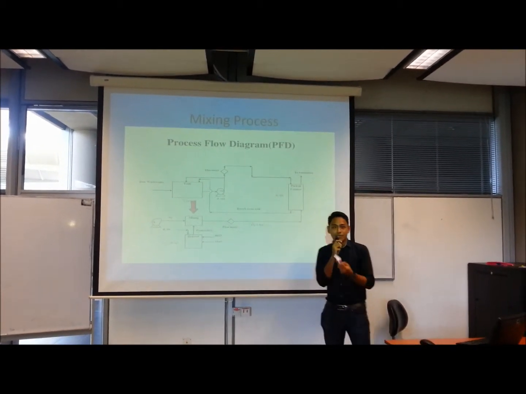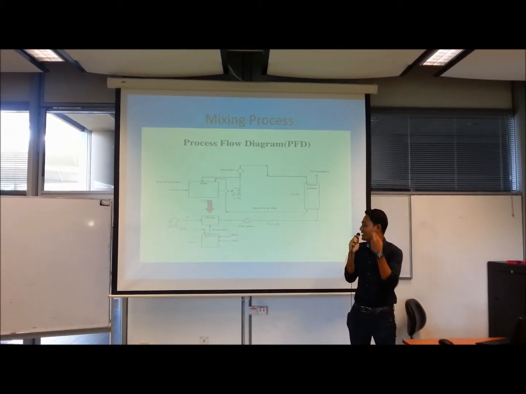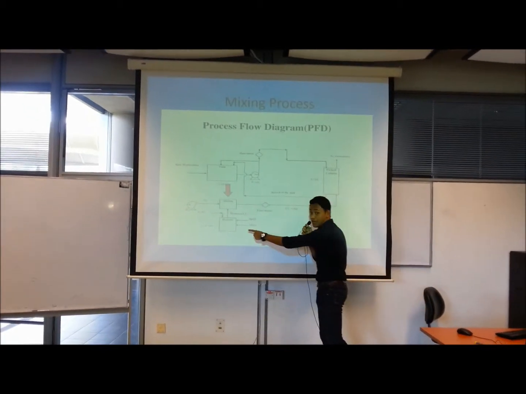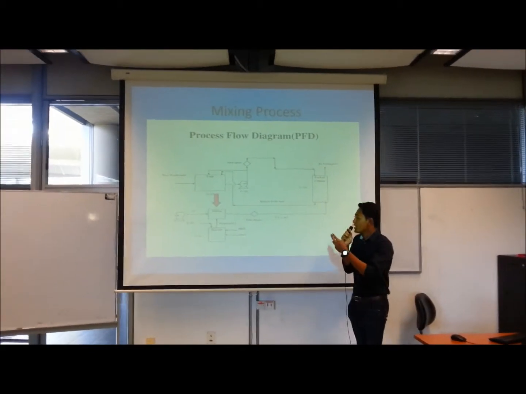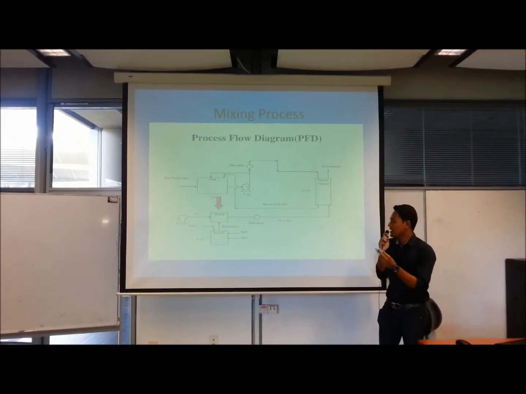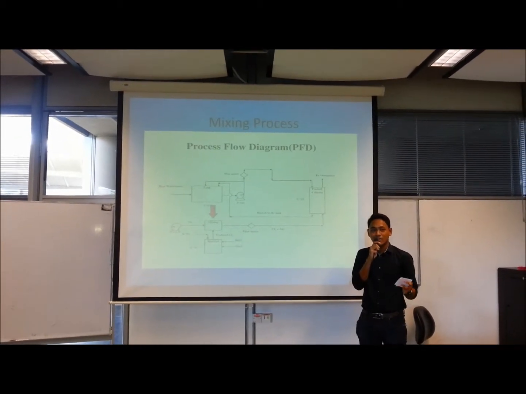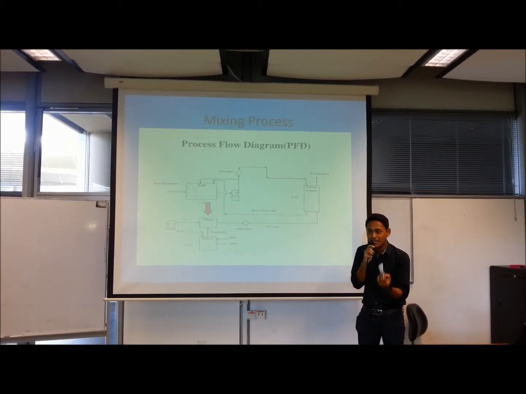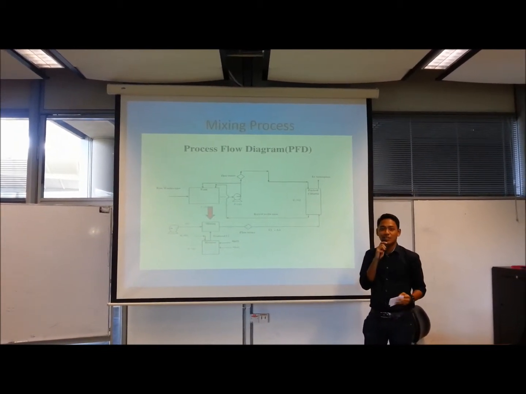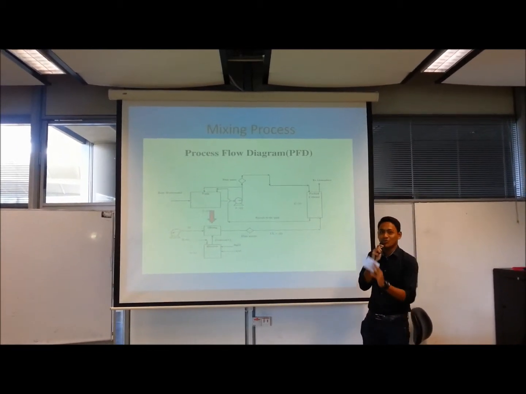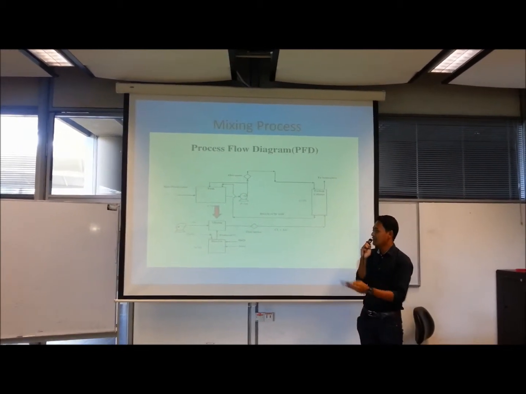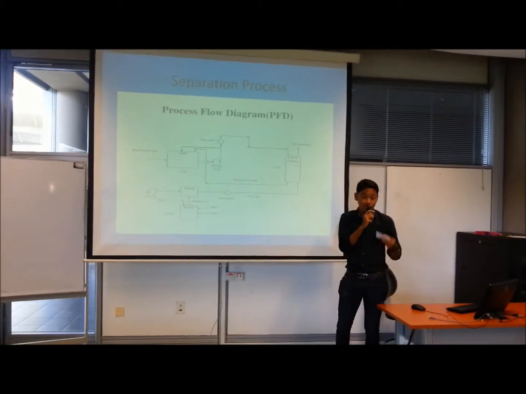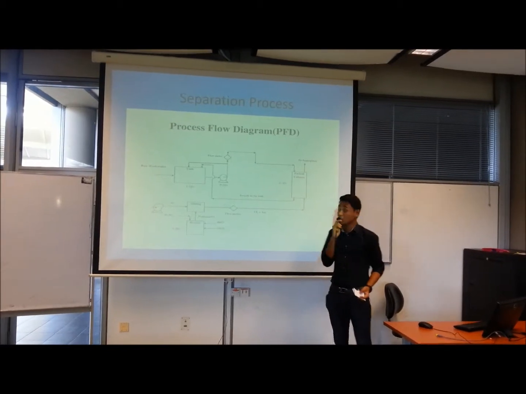Why do we need the mixing chamber? Because in the mixing chamber we mix the air with the chlorine gas produced from the reactor. Why do we need to mix this? Because chlorine gas is a heavy gas, so it will not easily be transported by itself. We need the air to transport and push the chlorine gas, because it is a very heavy gas. The third one is an important process, which is the separation process.